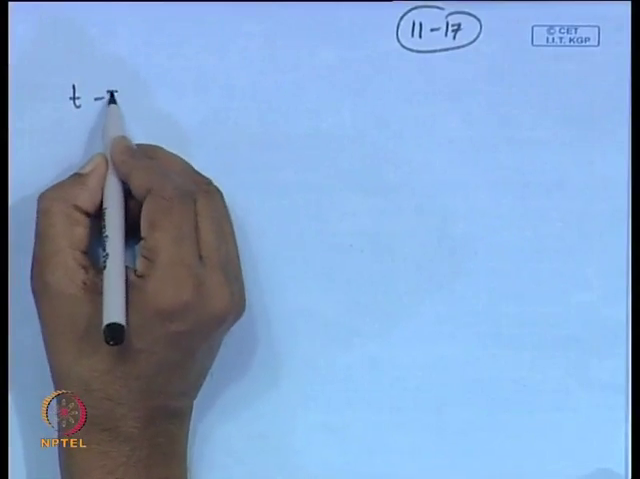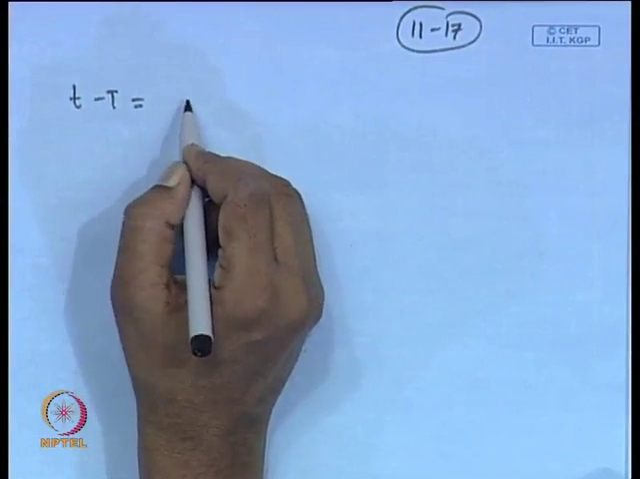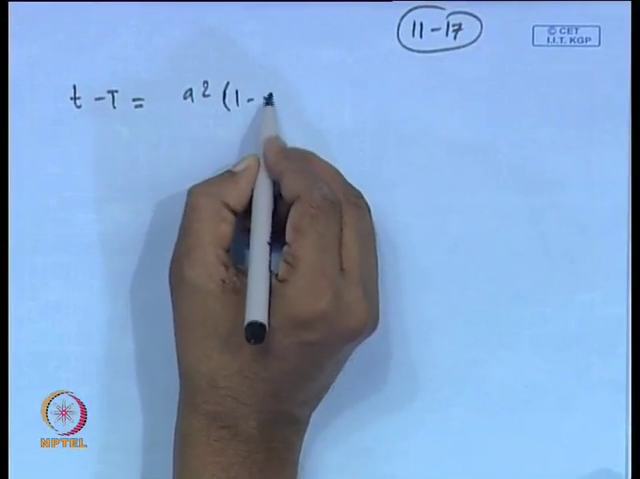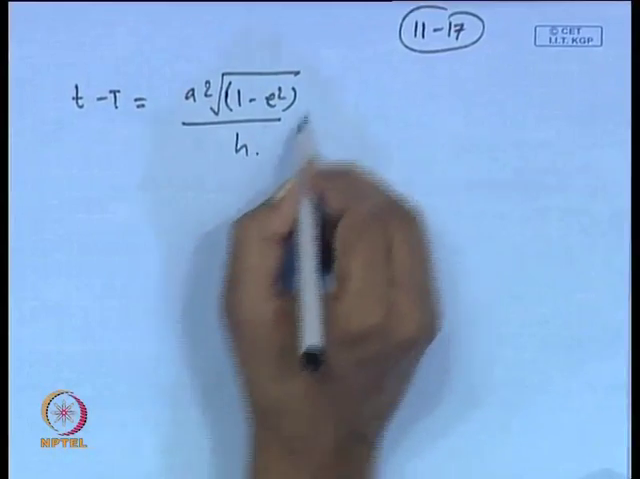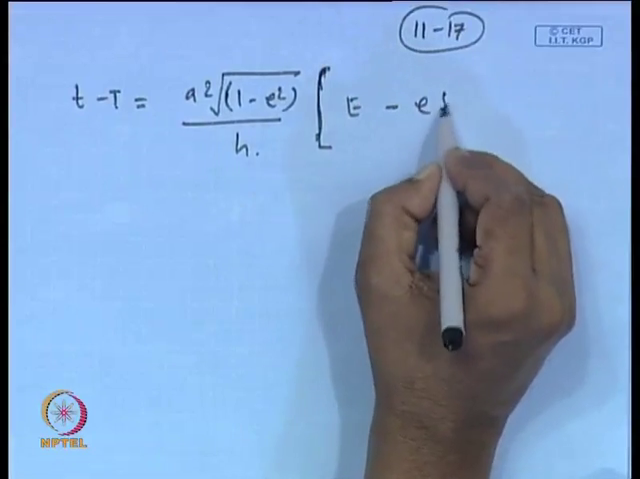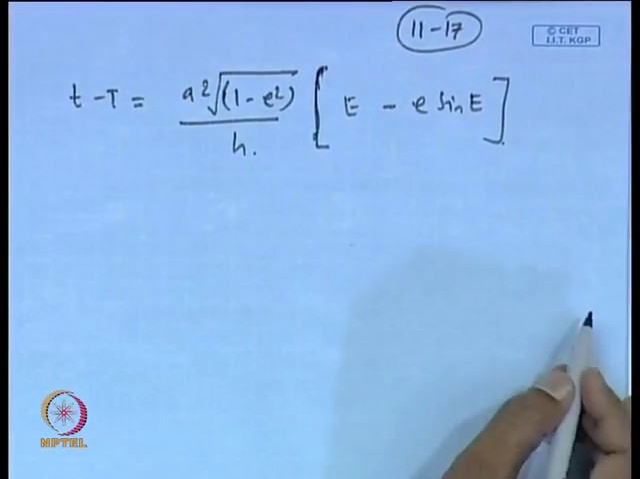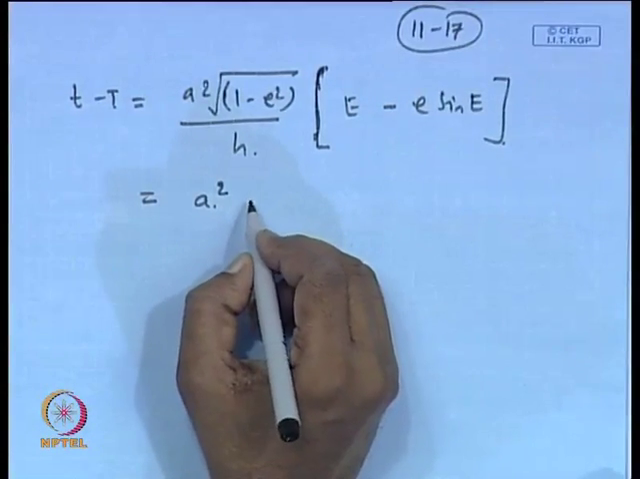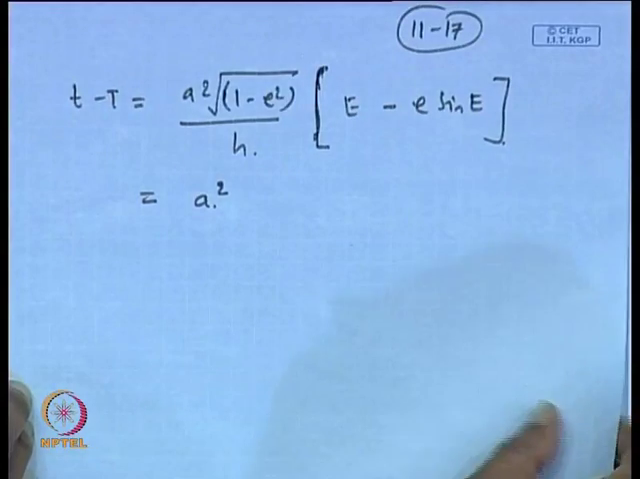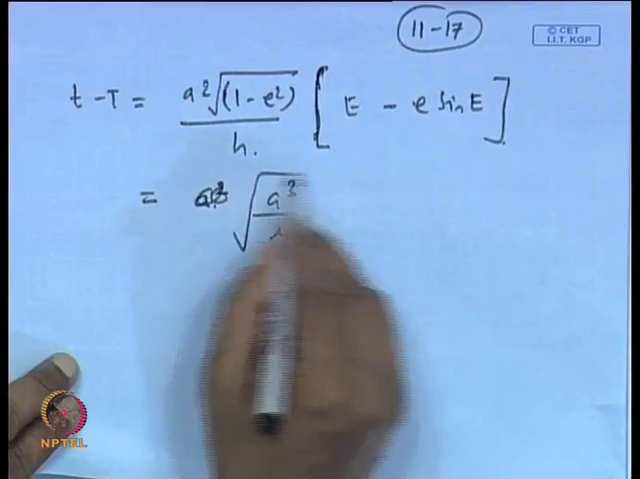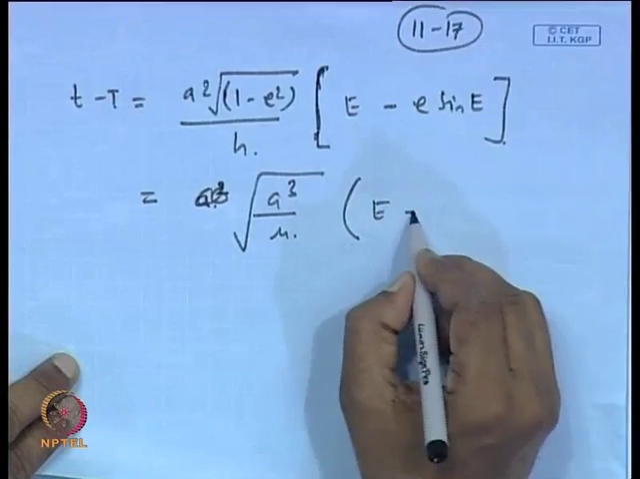So, we have t minus tau, this we can write as a square times square root of (1 minus e square), earlier we have derived this, divided by h, times (E minus e sin E). Okay. So, this we can further express as square root of (a cube by mu) times (E minus e sin E).